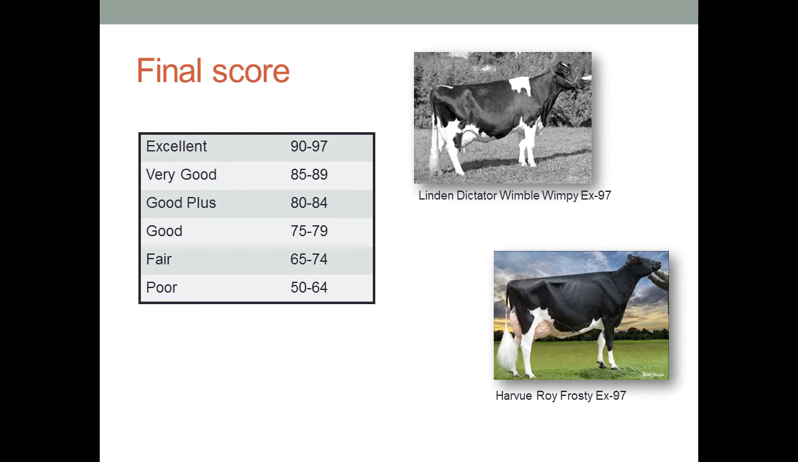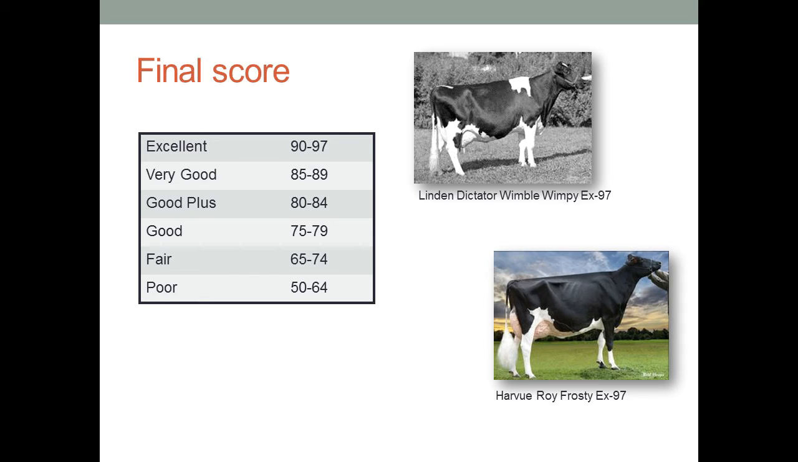Only 29 Holstein cows, at least at this point, have earned a 97-point score. So that's the highest score ever assigned. Only 29 cows ever have. The first cow to score 97 points was Lyndon Dictator Wimble Wimpy. She was almost 13 years old in 1963 when she received that 97-point score. Obviously, that was a big deal. Since then, very few cows have earned the score. One of the most recent ones is Harvey Roy Frosty, scored at 97 points. It's interesting to look at the contrast between those 2 cows, and you get a sense of how the Holstein breed has evolved in the last 40 years.